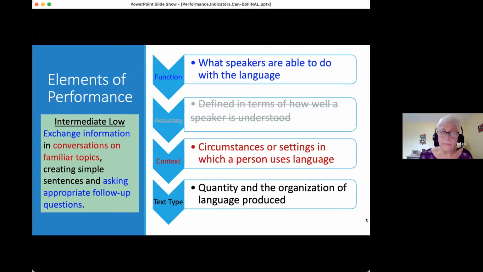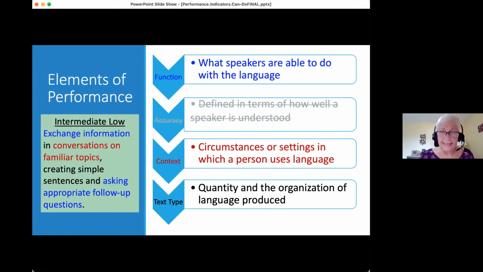So this graphic should look kind of familiar. A few minutes ago, Bill reminded you about the 4 elements of proficiency. Function, accuracy, context, and text type are FACT, F-A-C-T. This slide is the elements of performance. And the first thing you should notice is that accuracy is not an element of performance as it's represented in the performance indicators.